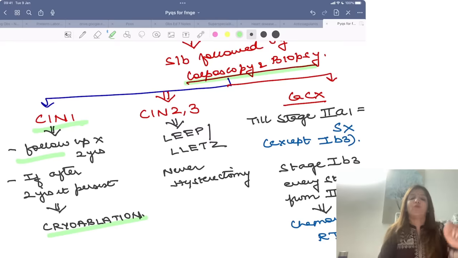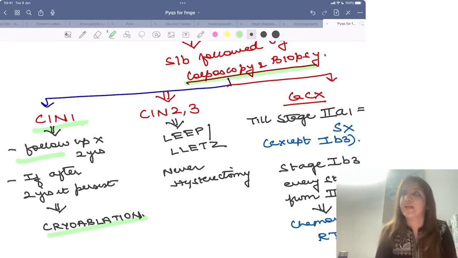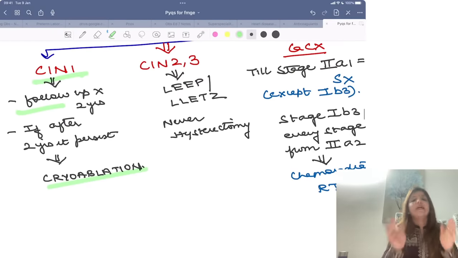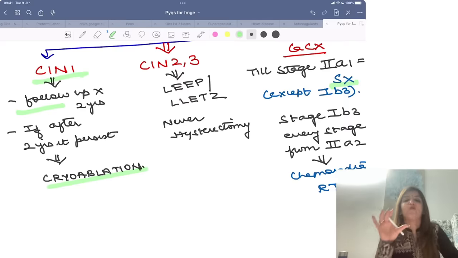Jab bhi question kahe what is the management of CIN2 or CIN3, please do not say it is hysterectomy. Management of CIN2 and CIN3 is LEEP or LLETZ. Right? Ab cancer cervix ka management. Cancer cervix up till stage 2A, management is surgery, right? So for up till stage 2A1 of cancer cervix, management is surgery.